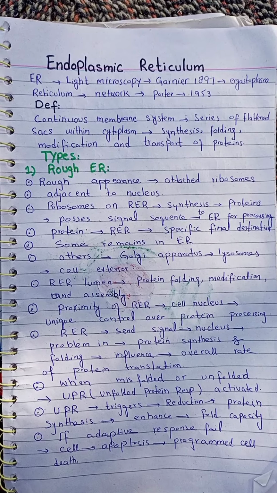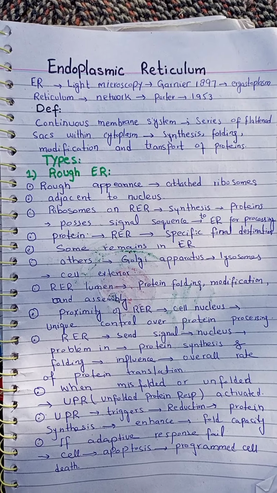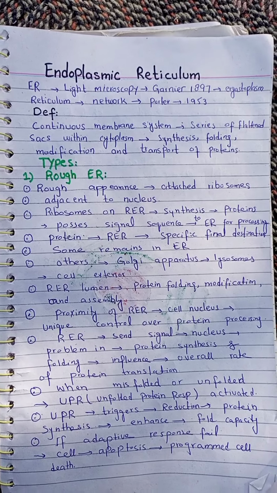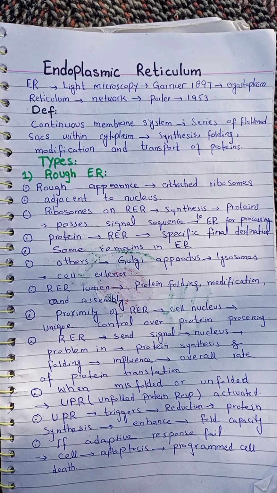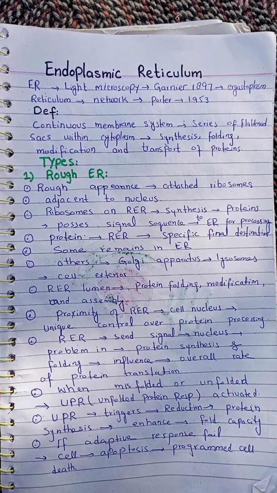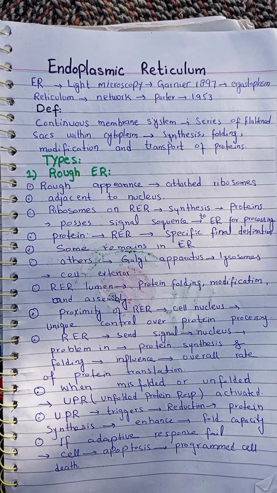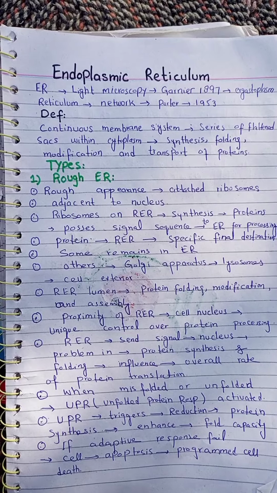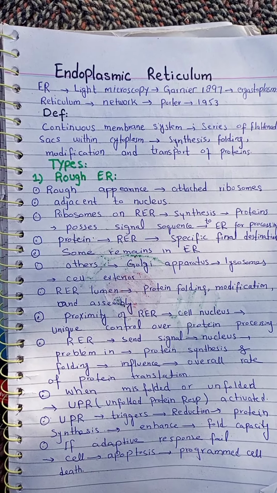Definition of endoplasmic reticulum: it is a continuous membrane system that forms a series of flattened sacs within the cytoplasm and helps in the synthesis, folding, modification, and transport of proteins. There are two types of endoplasmic reticulum: rough endoplasmic reticulum and smooth endoplasmic reticulum. Rough endoplasmic reticulum has a rough appearance due to attached ribosomes on it.